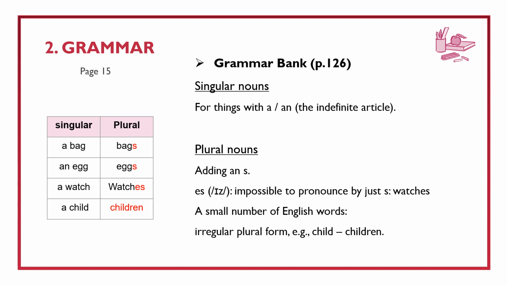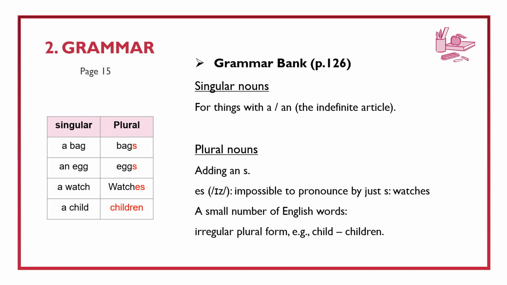Now back to page 15, and let's look at section 2, grammar. And today we have singular and plural nouns for our grammar section. So first, please give yourself some time and complete the chart in part A. We have a singular and plural column. We have singular on the left. For example, a pen, and a plural form is two pens. So when we have more than one thing, that becomes a plural.